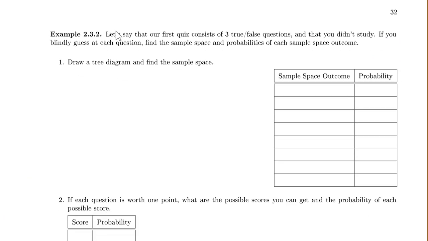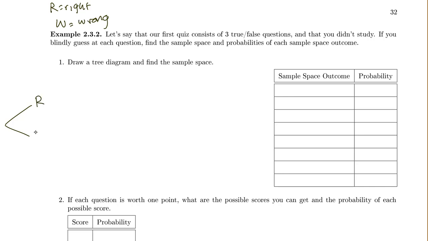Let's try another example. Let's say our first quiz consists of 3 true or false questions and you didn't study. If you blindly guess at each question, find the sample space and probabilities of each sample space outcome. So we have 3 questions. Each question we can either get, let's do R for right, or W for wrong. Since I don't want to actually write it out every time, we'll use some abbreviations.